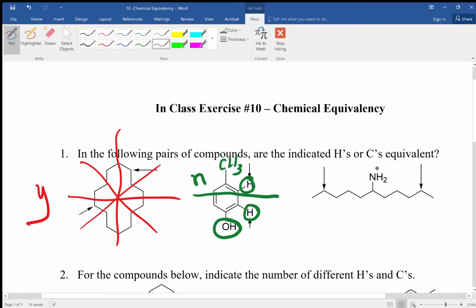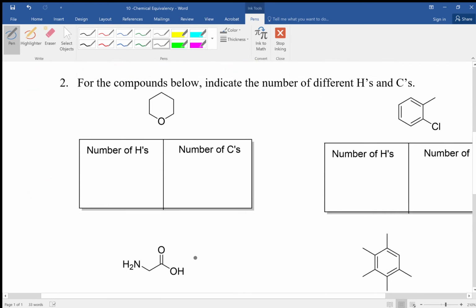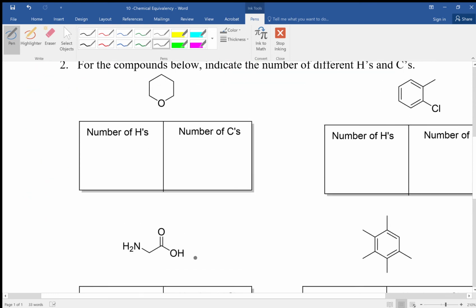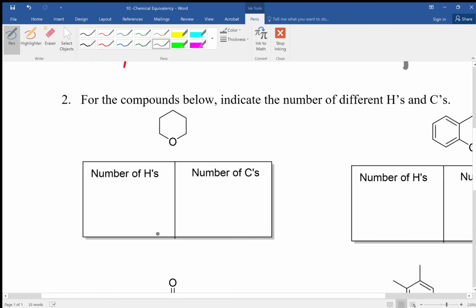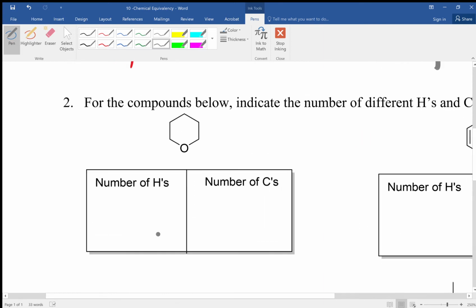And in this third example, we do have a plane of symmetry here. And so this carbon and this carbon are equivalent. The remaining problems on this sheet are to figure out how many different types of hydrogens and carbons each molecule has.